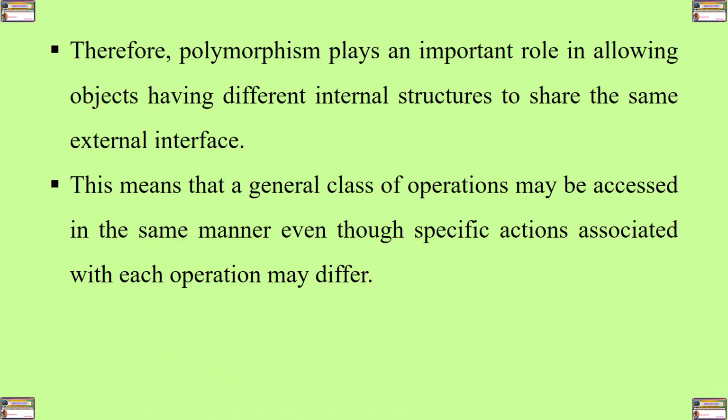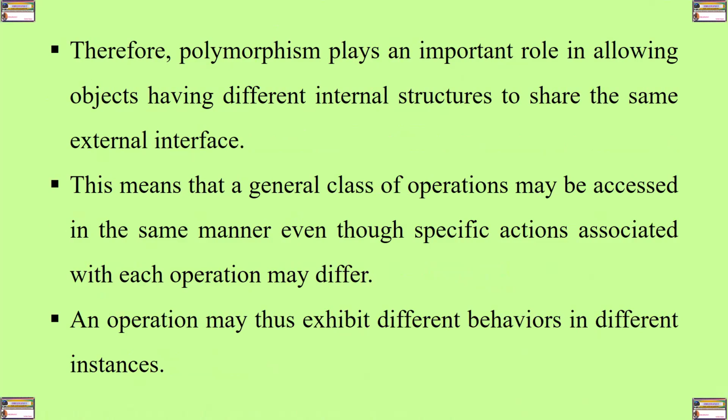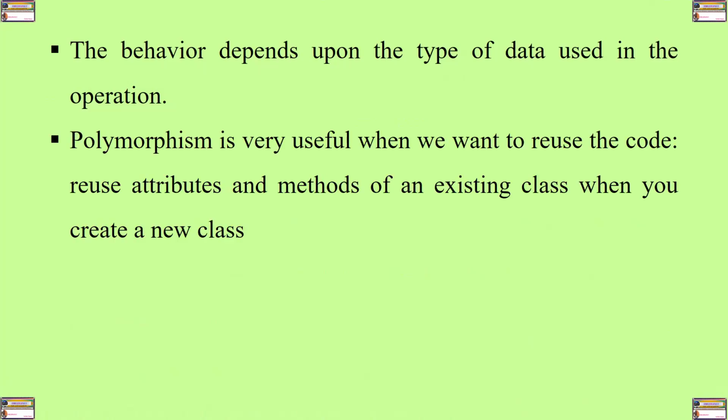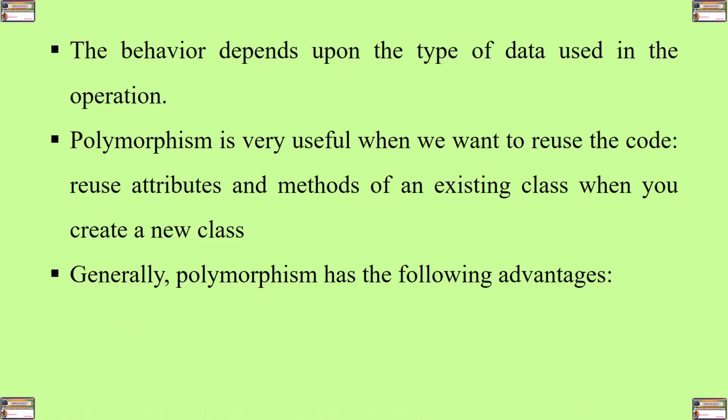This means that a general class of operations may be accessed in the same manner, even though specific actions associated with each operation may differ. An operation may thus exhibit different behaviors in different instances. The behavior depends upon the type of data used in the operation. Polymorphism is therefore very useful when you want to reuse the code. Reuse attributes and methods of an existing class when you create a new class.